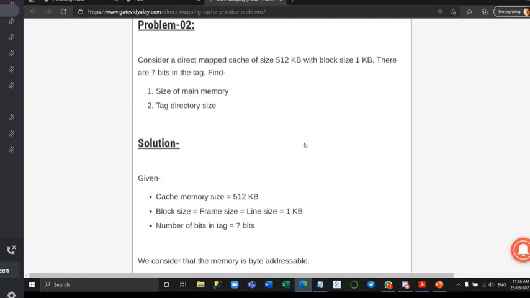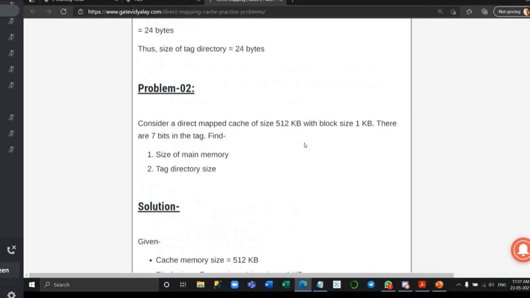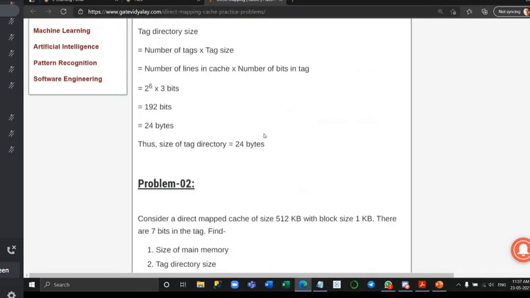So each cache line, in our example, is having 3 bits allocated to the tag. So across 64 lines, you have 64 times 3 bits that is being allocated only to the tag. So that is 192 bits, which is 64 into 3, allocated specifically for the tag. If you convert it into bytes, that becomes 24 bytes, which is being shown here. I hope that's clear.